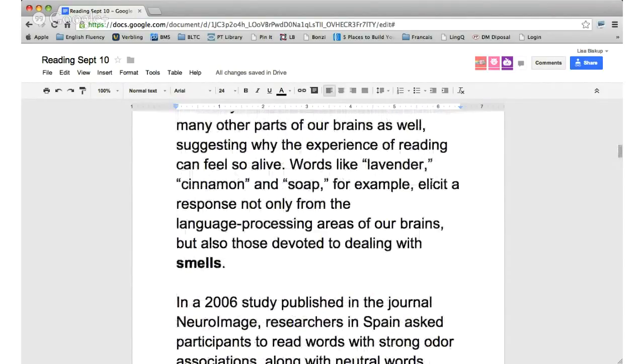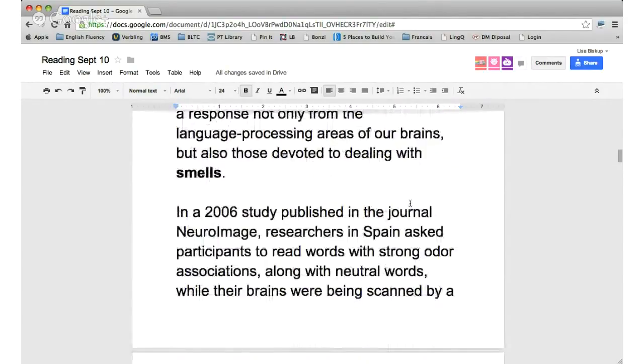I wanted to go back. I forgot. I wanted to make sure you guys knew this word, elicit. Elicit a response. It means you make a response happen. So you make something happen. When you elicit something, you make something happen.